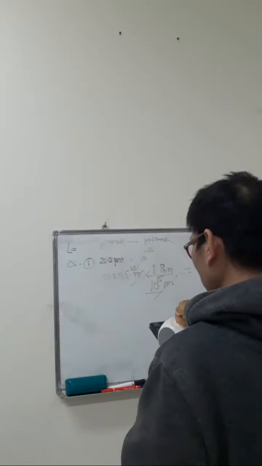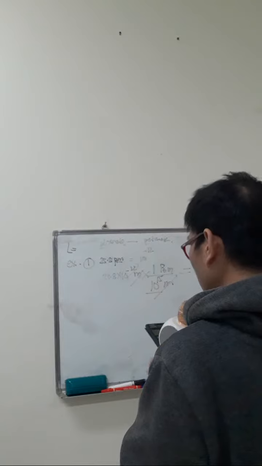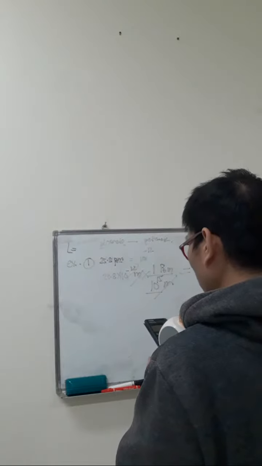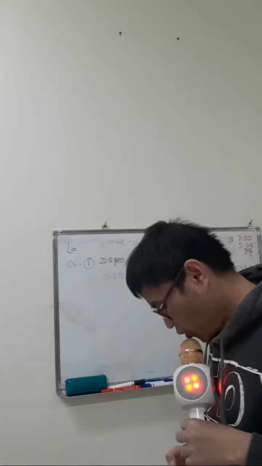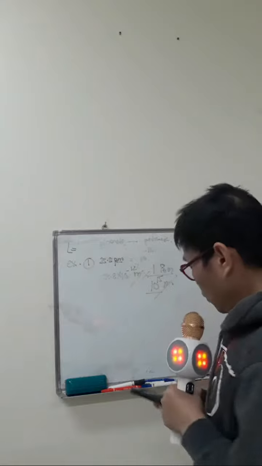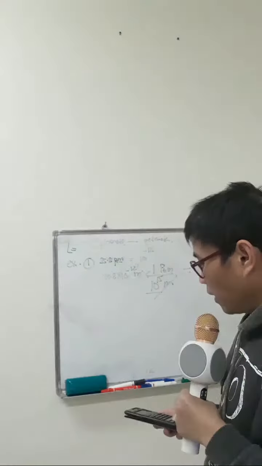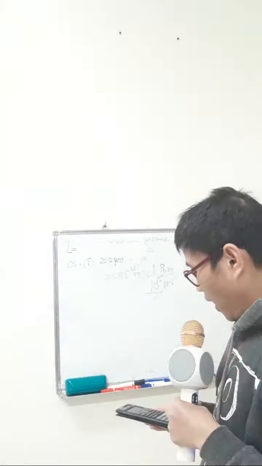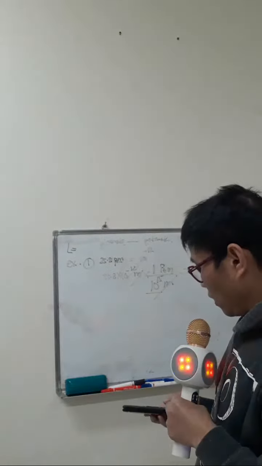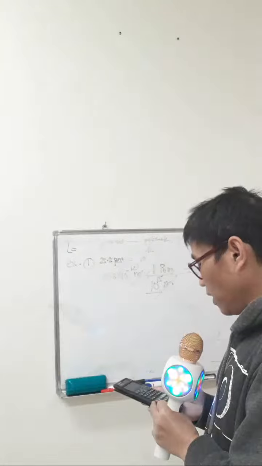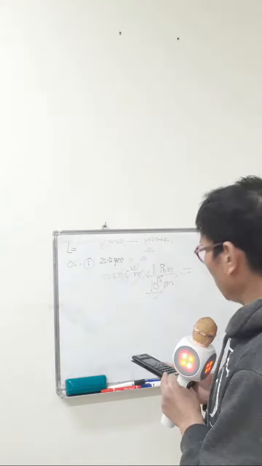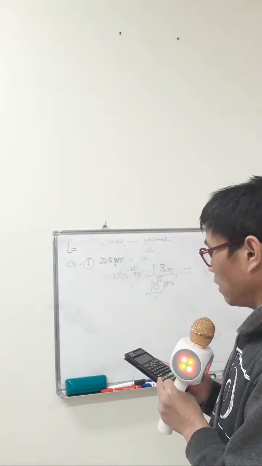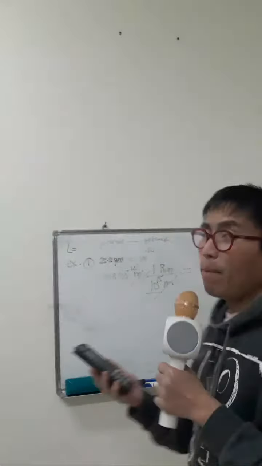So, 25.8 exponential negative 12 divided by 10 exponential 15. So your answer will be 2.58 times 10 to the negative 27 petameter.